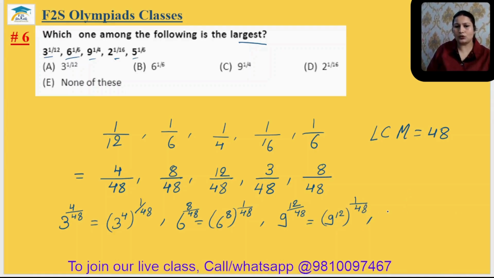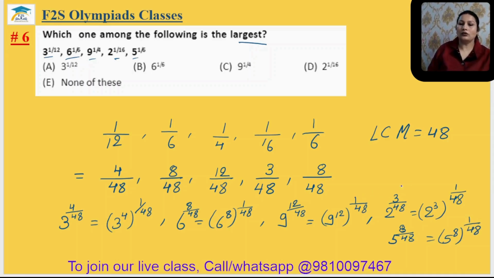Okay. Now 2 to the power 1 by 6. So 2 to the power 3 by 48, which can be written as 2 to the power 3, whole power 1 by 48. And the last one is 5 to the power 8 by 48, as it is 1 by 6. So 5 to the power 8, whole power 1 by 48.